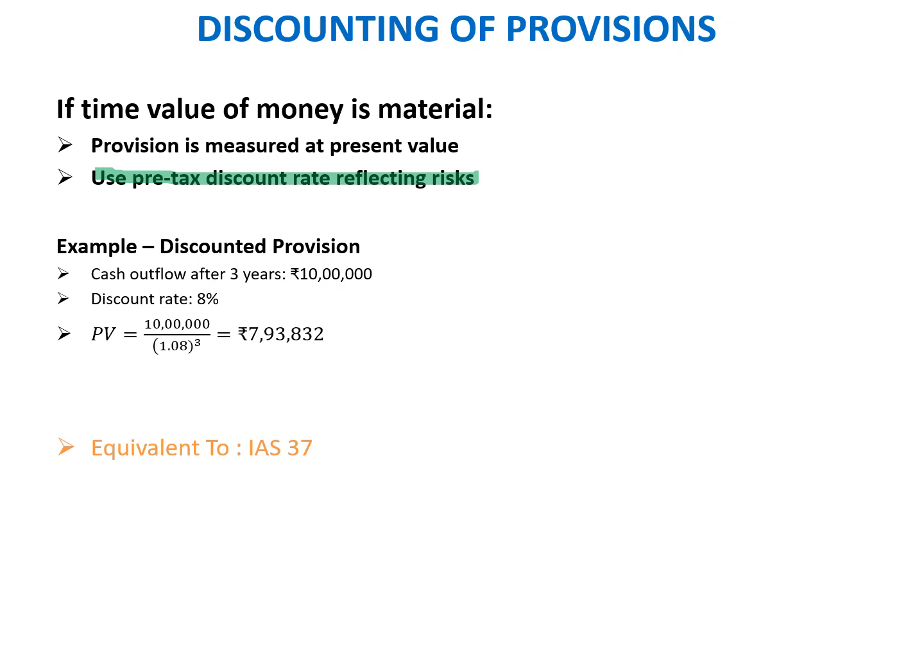So an example of discounting a provision: let's say we have a cash outflow after 3 years of 10 lakh. Then we have to create the present value of the provision, which is 7,90,838. This is the provision that would be created, and each year the discounting will unwind, and the liability would be increased accordingly. And this treatment is absolutely aligned with IAS 37. So we'll move to the next slide then.